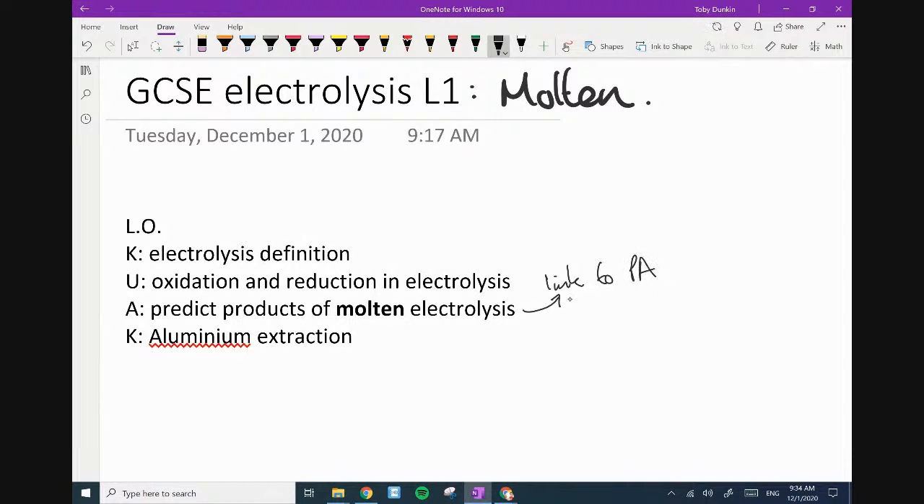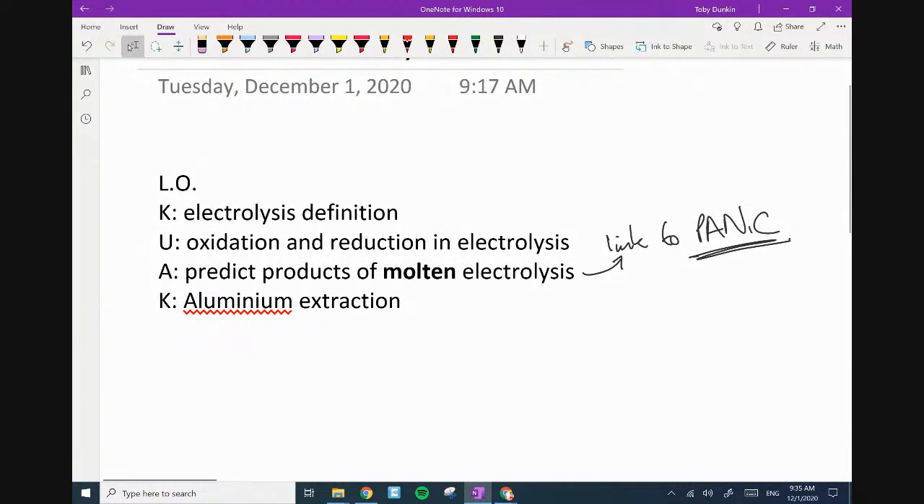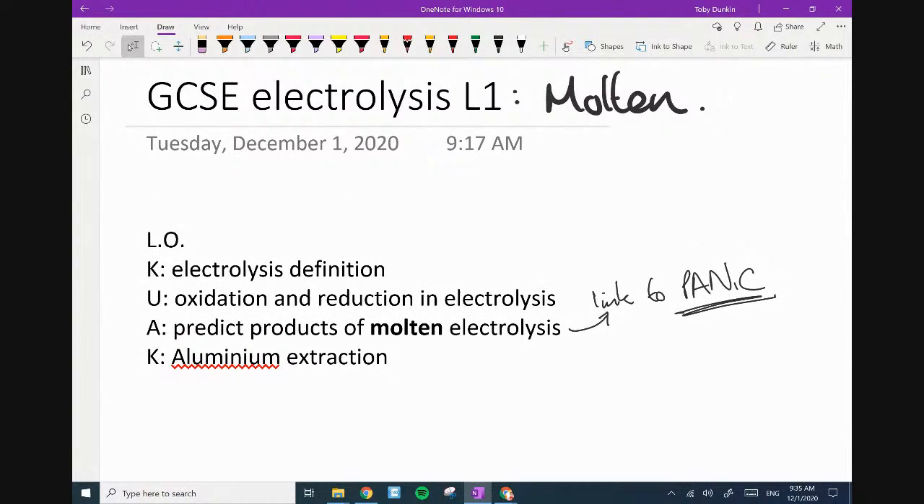Link to panic. There you go. And you'll understand panic shortly. It's an electrode trick to help remember it. Some teachers teach pancake. I don't really like pancake. I prefer panic, because students always panic with electrolysis. They think it's really tough, and it can be challenging. And the last learning objective is to understand aluminium extraction.